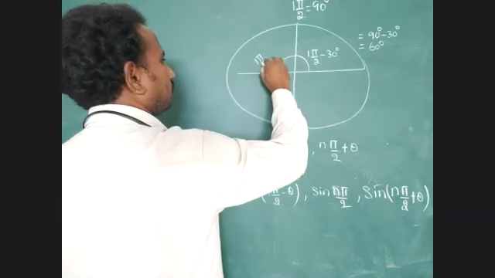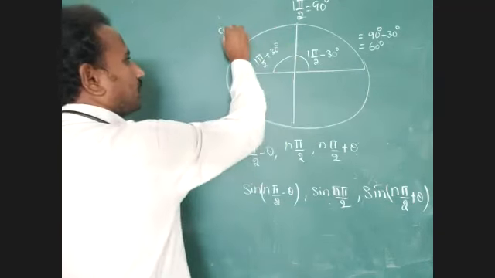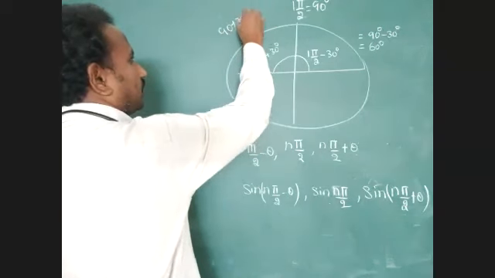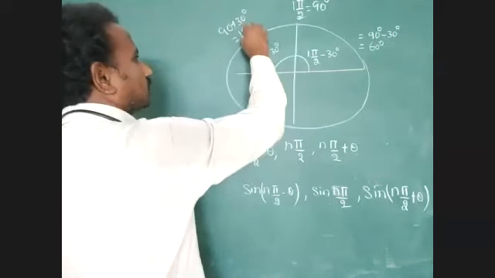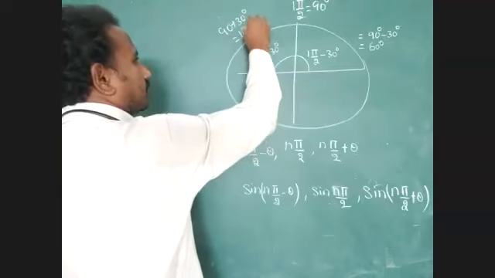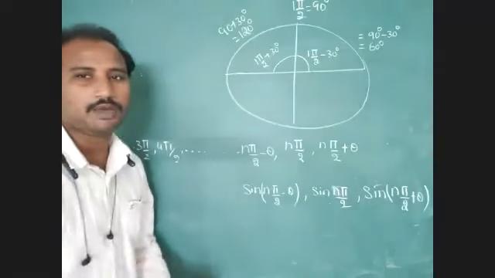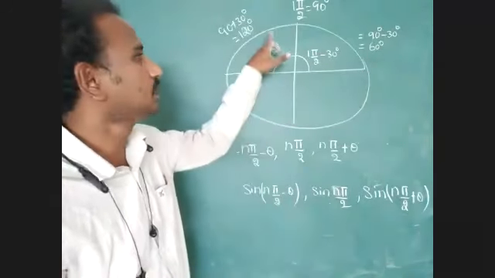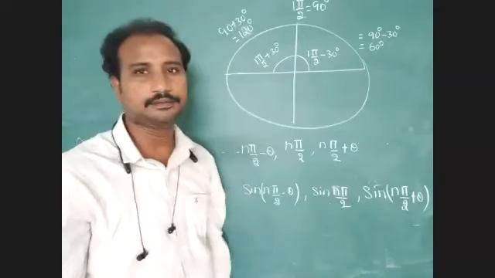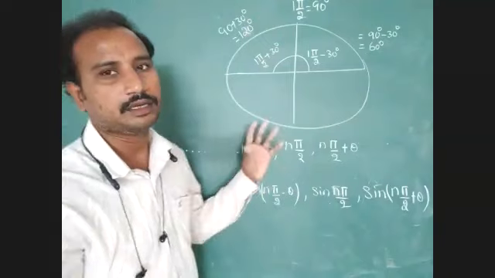1 pi by 2 plus 30 degree means 90 plus 30 degree. 90 plus 30 degree equal to how much? 120 degree. That 120 degree we have to consider in the second quadrant. This is where students are getting confused.